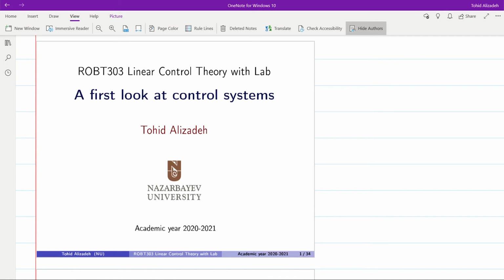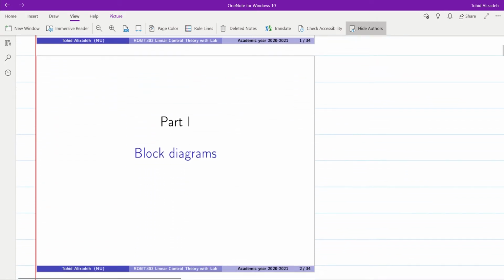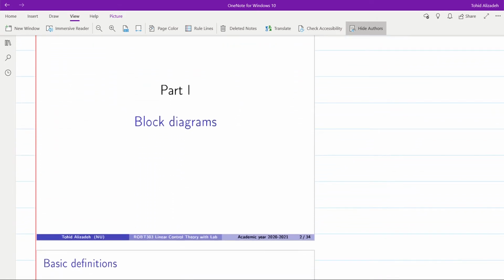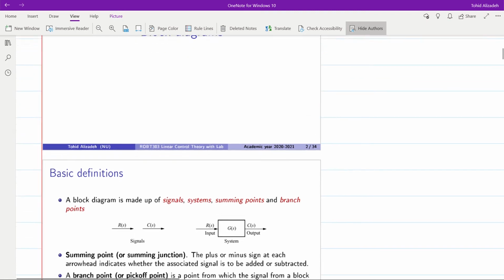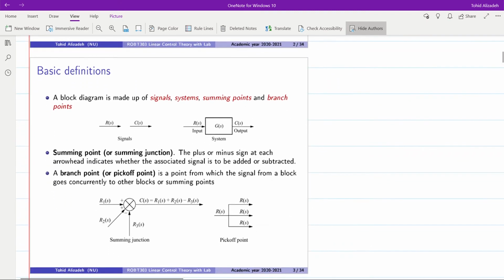Hi everyone. In this lecture, we are going to have a first look at control systems. So we will see the main structure of a control system. We will start by checking out the block diagram systems, as we are going to use them extensively in this course. And over here you can see the basic definitions that we have.